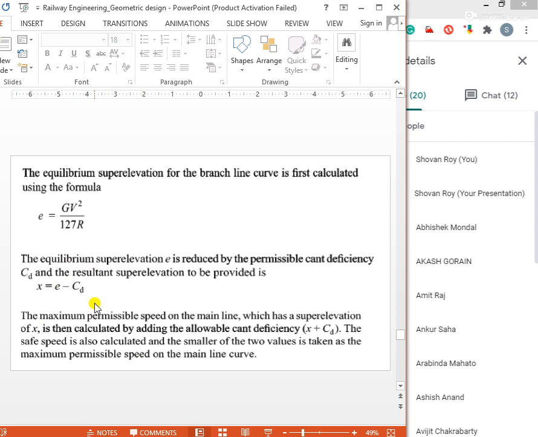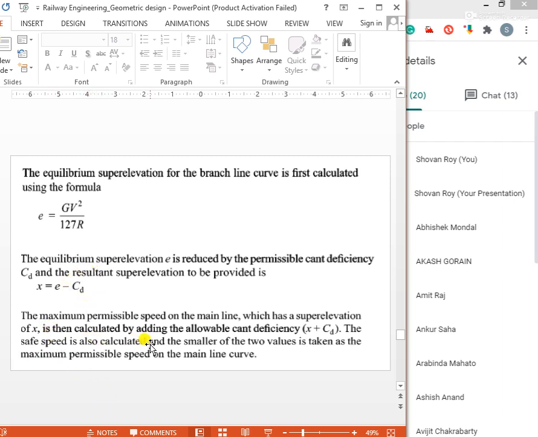is running with high speed, the cant for the train running with high speed minus the cant provided on the track. This is the cant deficiency value.